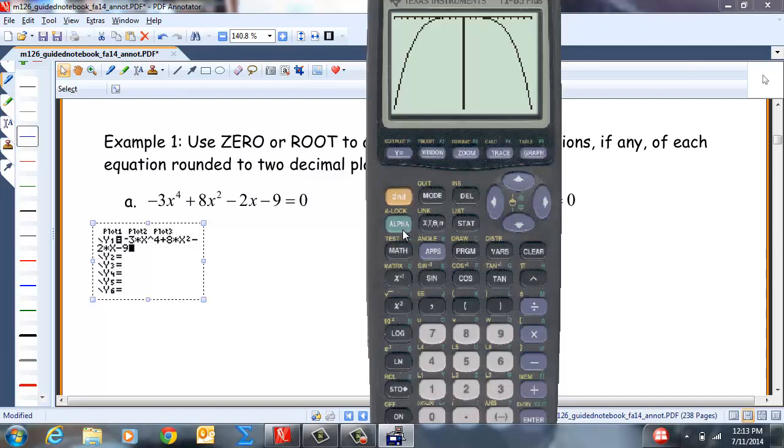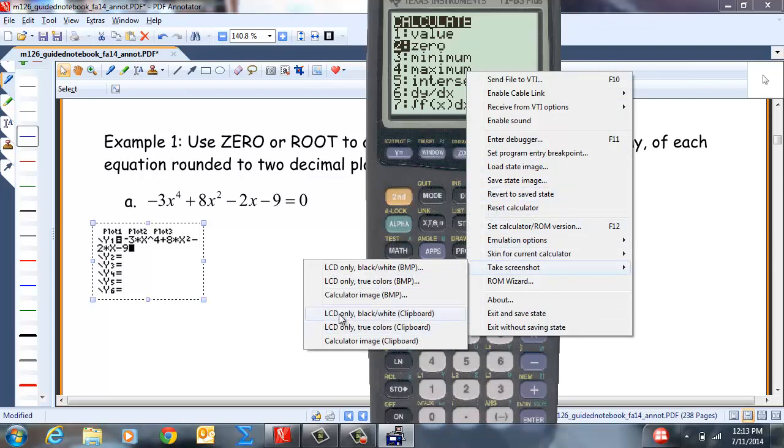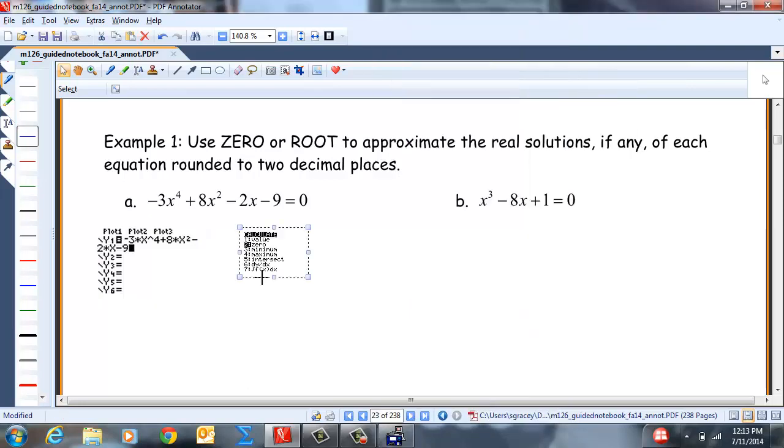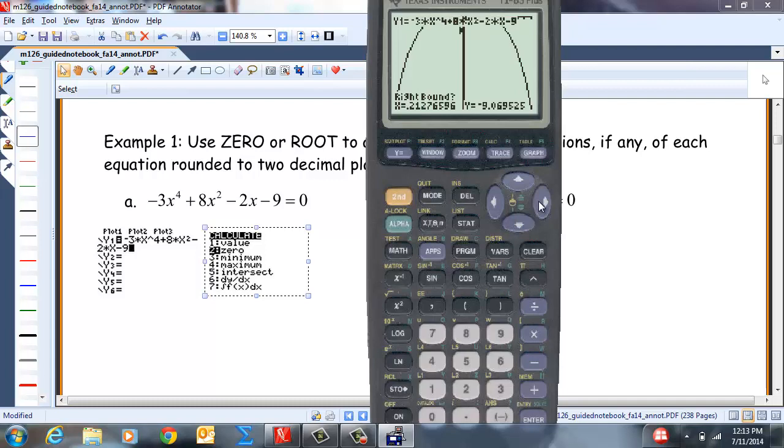So what we would do is we would go to second, calculate, and 0. So this is what we're selecting right here. And if we hit enter, the left bound is here. Y is negative 9, so that's below 0. And then you can go over here and see if y ever, do you see it never crosses 0, right?